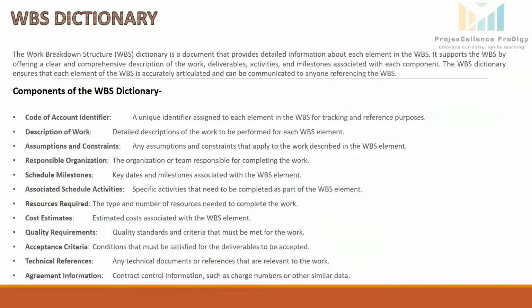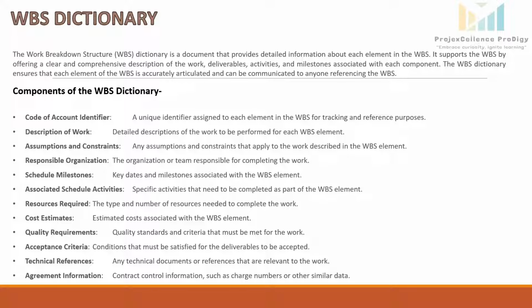Next topic is the WBS dictionary. It is a document that provides detailed information about each element in the WBS. It supports the WBS by offering a clear and comprehensive description of the work, deliverables, activities, and milestones associated with each component. The WBS dictionary ensures that each element of the WBS is accurately articulated and can be communicated to anyone referencing the WBS.